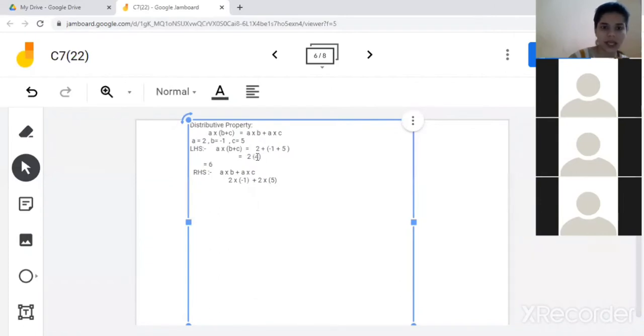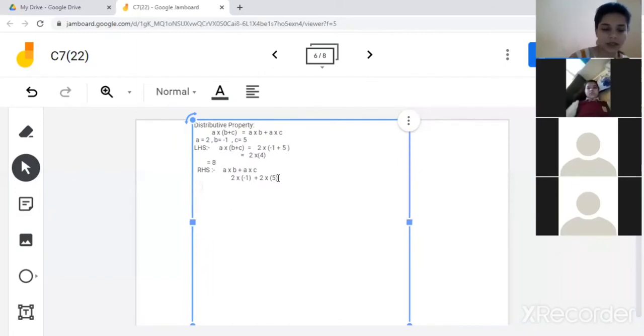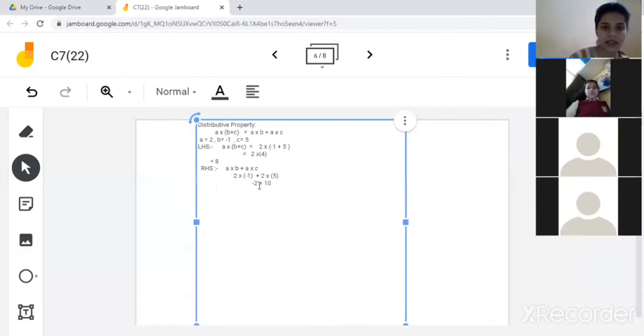Here is the multiplication sign, children. So 8 will be the answer. And here, 2 ones are 2, and because of the minus sign we will also multiply. So -2 plus 10. Positive, negative is negative. So the answer is 8. So the left hand side and right hand side are equal.